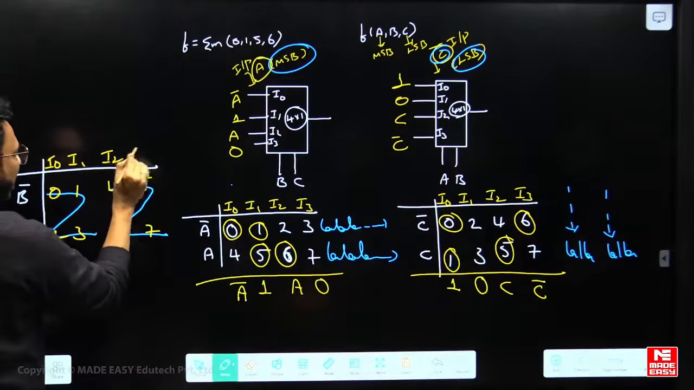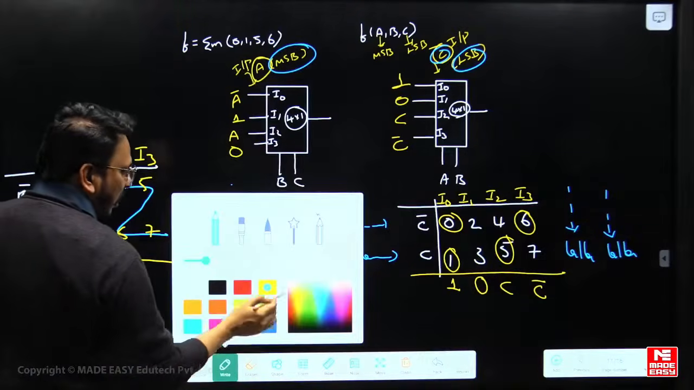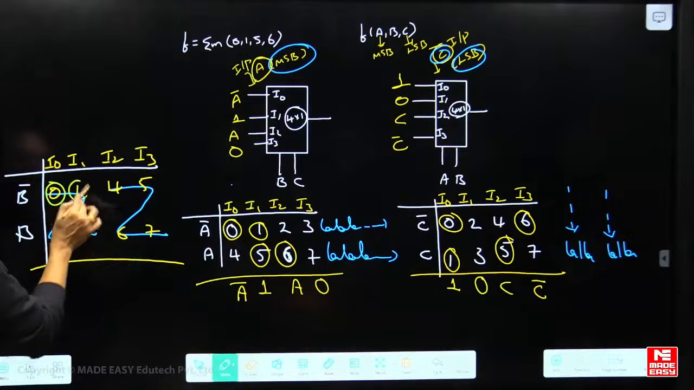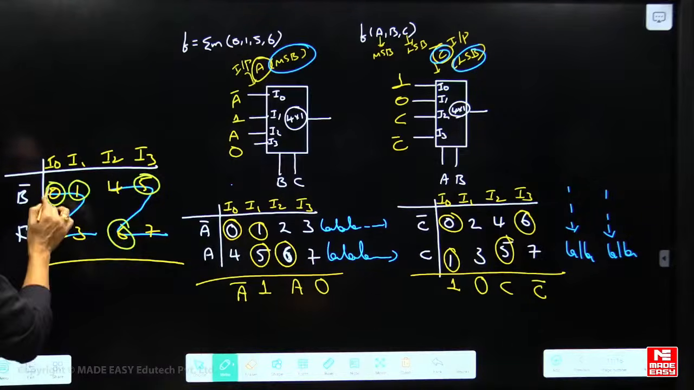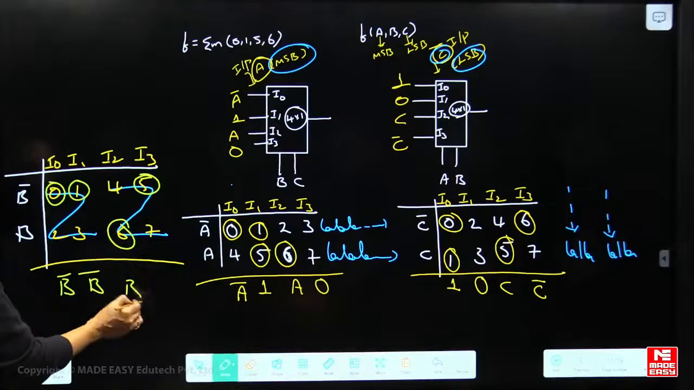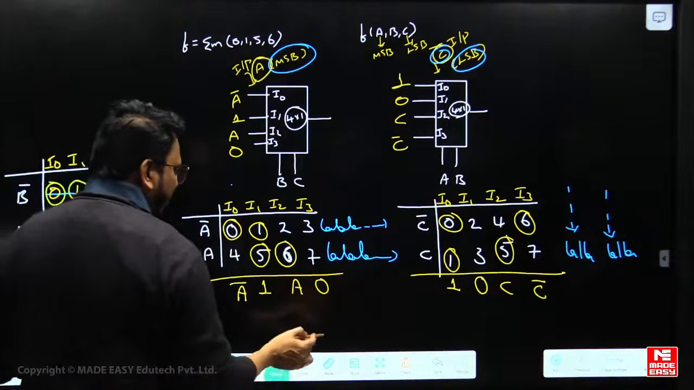I0, I1, I2, I3. Here, 0, 1, 5, 6. Then it's going to be B bar, and it is going to be B bar. It is B bar, like that. So it can be done for this particular case, no?